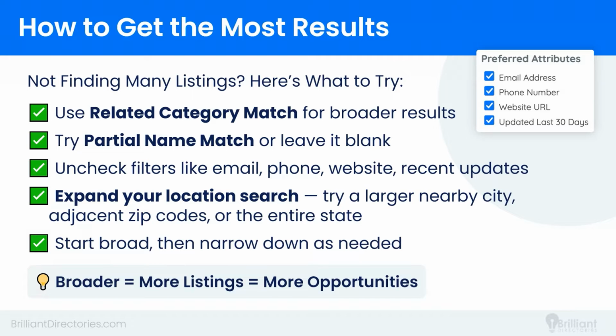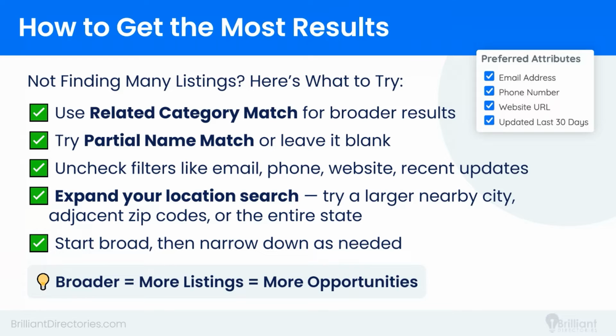One of the biggest things you can do though is uncheck the preferred attributes. There are 4 types of preferred attributes that you can enable or disable. It's in the screenshot just in the upper right-hand corner: the business's email address, phone number, website URL, and whether the business information was updated within the last 30 days. As you uncheck some of those preferred attributes, you'll begin to get more results from your search.